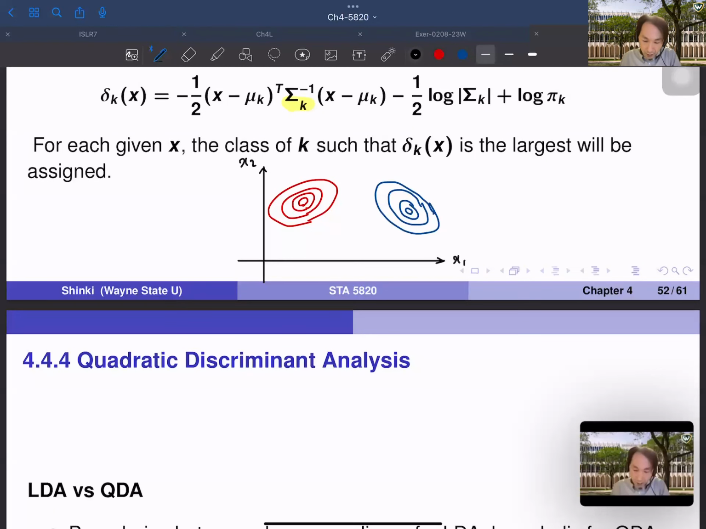And the other group, the contour plot is like this. So we allow different contour plots. In LDA, these three contour plots have the same shape. The location may be different, but the shape of the contours is the same. So this is QDA.